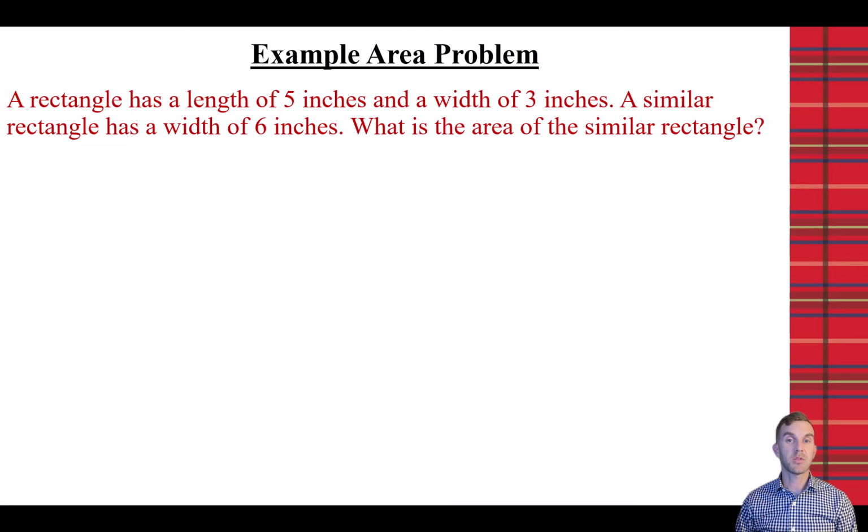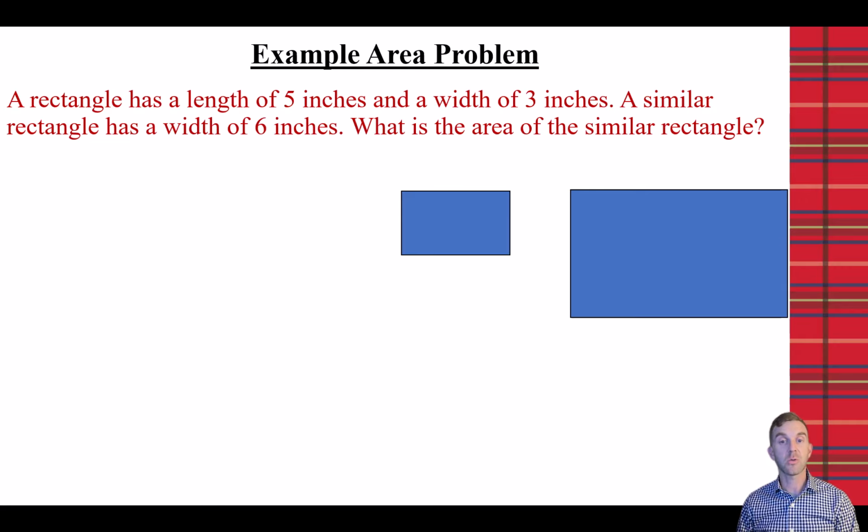All right, let's look at some examples of area and volume. So we have a rectangle with a length of 5 inches and a width of 3 inches. And we know a similar rectangle has a width of 6 inches. And we want to know what's the area of the similar rectangle. So let's first draw two rectangles. Let's label the smaller one with the 5 inches and the 3 inches. And here I've called this bottom side the length and this left side the width. So that means on my larger one, this left side, I'm going to label as my width of 6 inches.